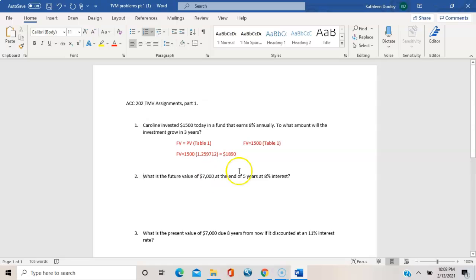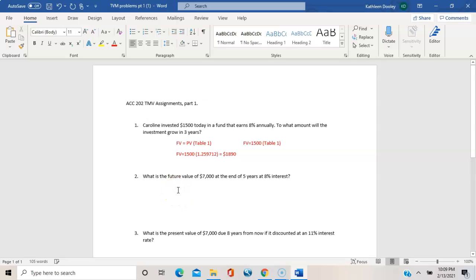Okay, so let's take a look at the next one. What is the future value of $7,000 at the end of 5 years at 8% interest? So we want to know the future value. We've got 7,000 now, at the end of 5 years, and 8% interest. So we draw our timeline. PV is 7,000, I is 8%, N is 5 years, and the FV is the question mark.